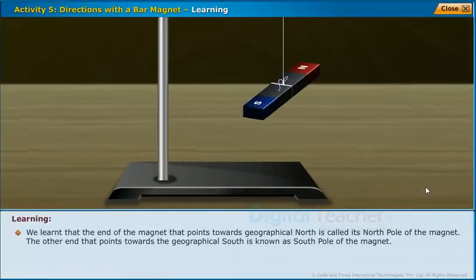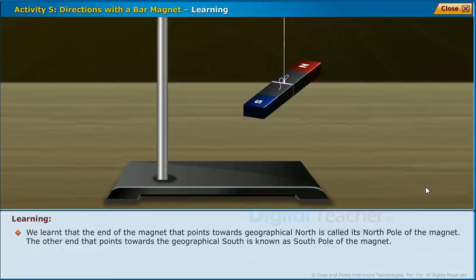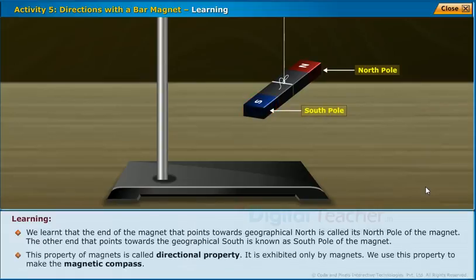We learned that the end of the magnet that points towards geographical north is called the north pole of the magnet. The other end that points towards the geographical south is known as the south pole of the magnet. This property of magnets is called directional property. It is exhibited only by magnets. We use this property to make the magnetic compass.